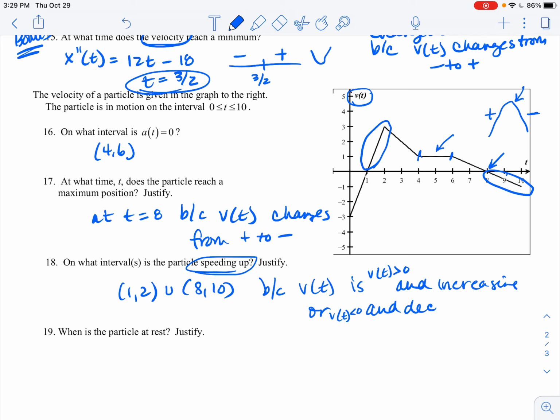And when is the particle at rest? The particle is at rest when our velocity is 0. V of t is equal to 0, and this is at a time of 1 and a time of 8.